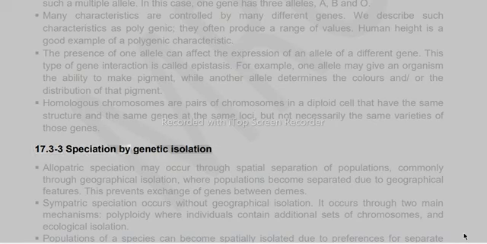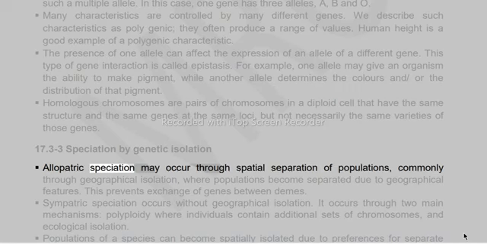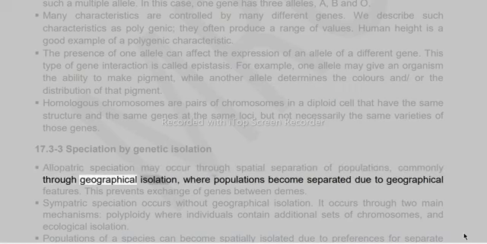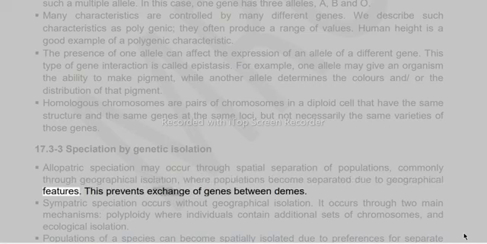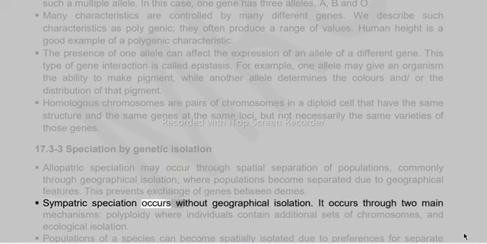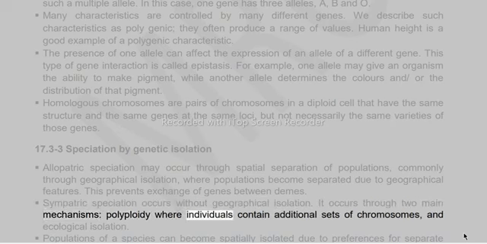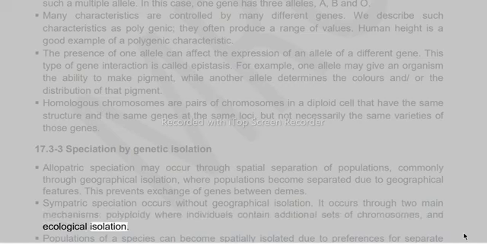17.3-3 Speciation by genetic isolation. Allopatric speciation may occur through spatial separation of populations, commonly through geographical isolation, where populations become separated due to geographical features. This prevents exchange of genes between demes. Sympatric speciation occurs without geographical isolation. It occurs through two main mechanisms: polyploidy, where individuals contain additional sets of chromosomes, and ecological isolation.